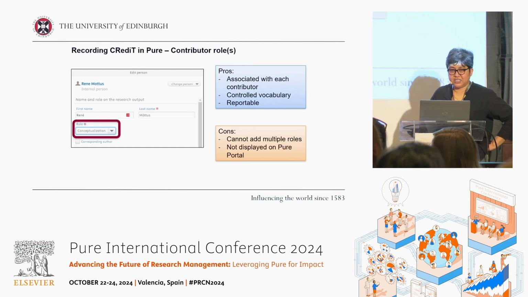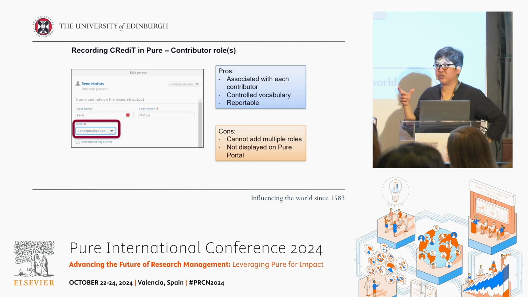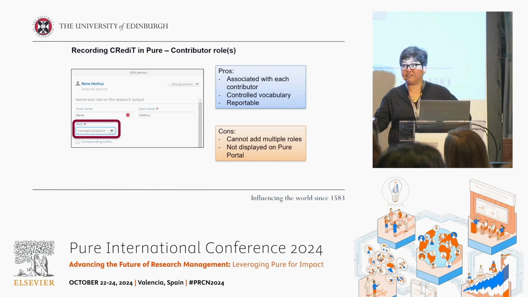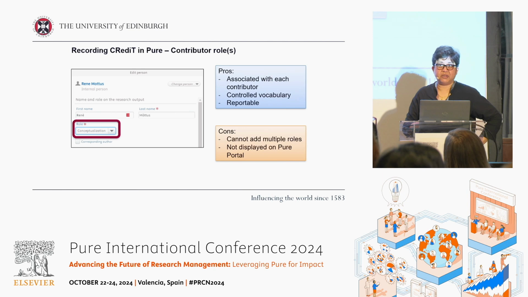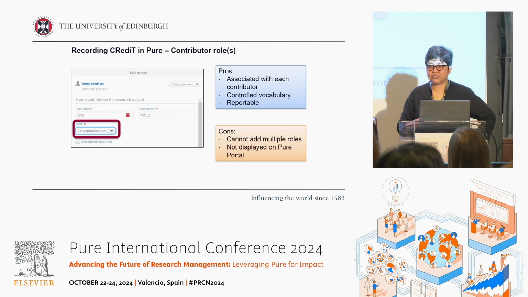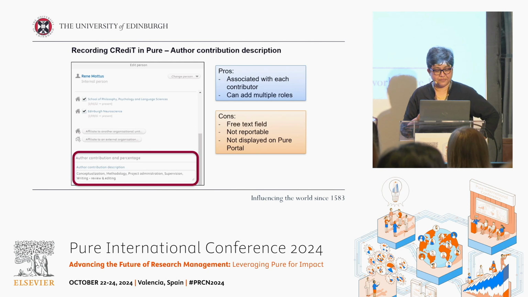Now, the cons for this is you cannot add multiple roles. And as Veronica showed you earlier, CRediT allows you to have multiple roles, right, for the publication. And it's not displayed on the Pure portal. So it's good, but it's not good enough, right?